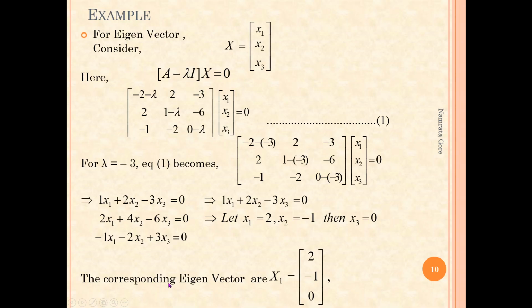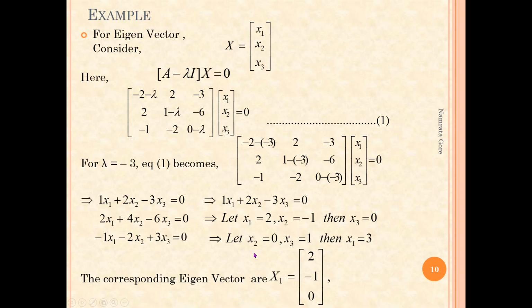Now this gives us the first eigenvector x1, which is (2, -1, 0). Since lambda is taking the value -3 two times, we are going to get the same set of equations after substituting lambda equal to -3, and we need an eigenvector associated with every value of lambda. So for lambda equal to -3, we are going to get one more eigenvector, and for this we have to solve this equation again with different values of x1, x2, x3.